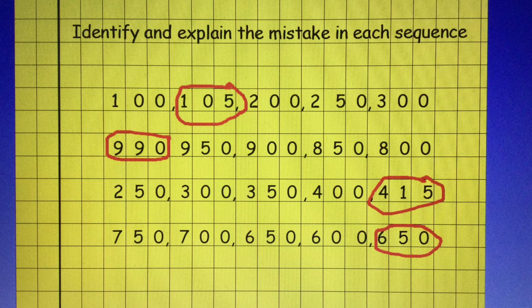For the third one, it says 415. Instead of 415, they were supposed to write 450. And the last one, they were going down, so 750, 700, 650, 600, and then they accidentally forgot they were going down and went back up to 650 again, even though it should have been 550.